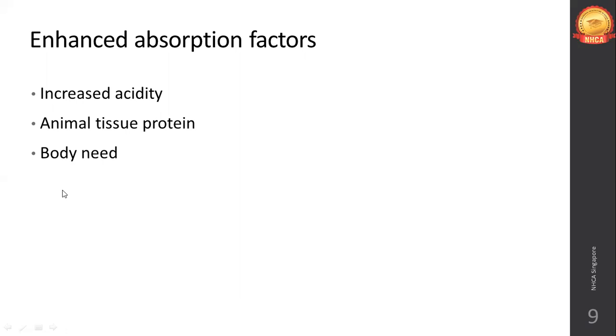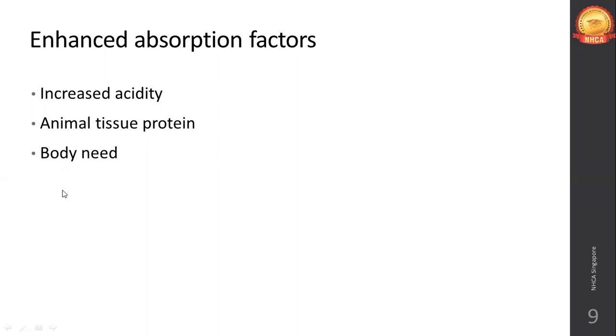And based on your body need, for example, during pregnancy, automatically the body's requirement of iron is increased. So naturally, the absorption rate of iron will also be increased. It's a physiological change that the body does. And when you undergo some surgery, or you have donated blood, or you had an accident and a hemorrhage, naturally the iron stores in the body are going down because of excessive bleeding.